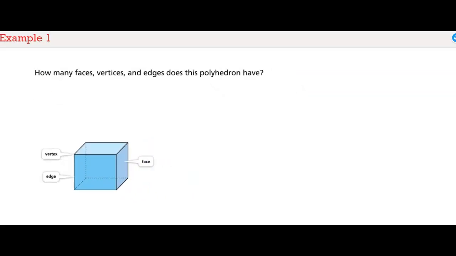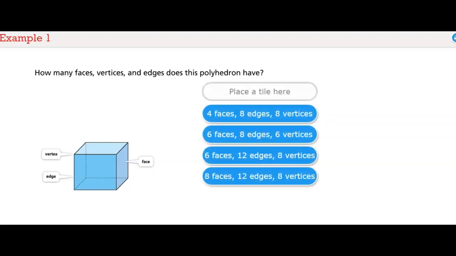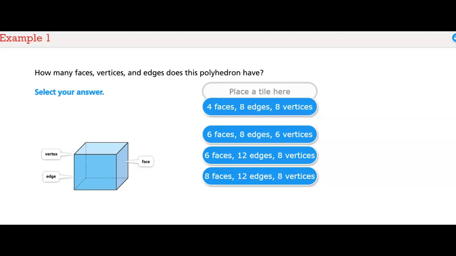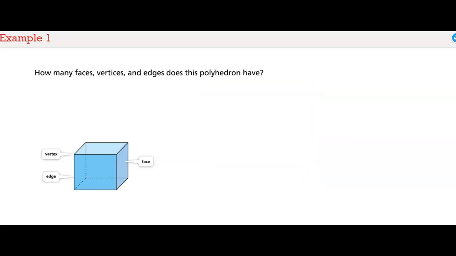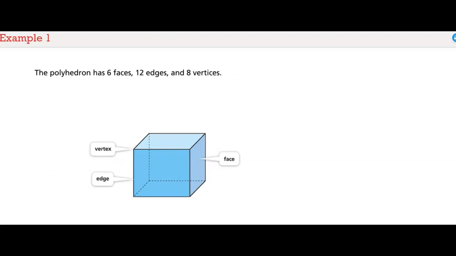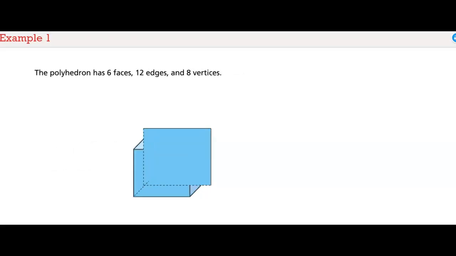How many faces, vertices, and edges does this polyhedron have? Select your answer. The polyhedron has 6 faces, 12 edges, and 8 vertices.